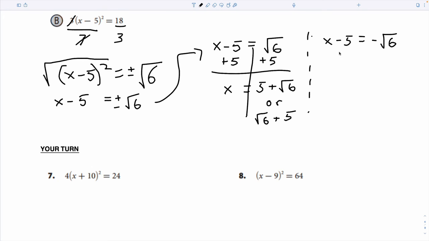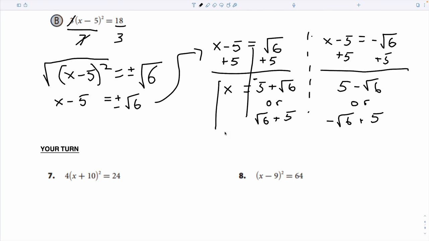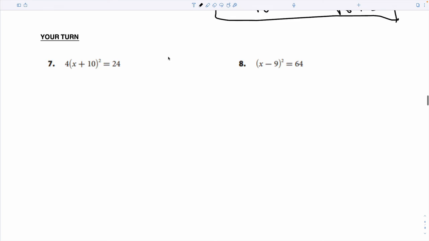Over here, do the same thing to the negative root 6. 5 minus root 6, or negative root 6 plus 5. You could go ahead and plug that in and make yourself a decimal with the square root, but you do not need to. Leave it as a square root is fine. Try 7 and 8 on your own.